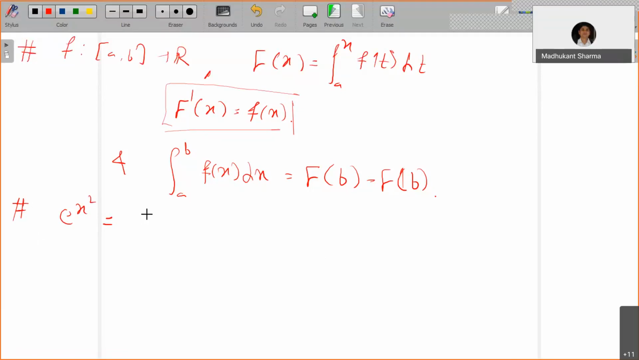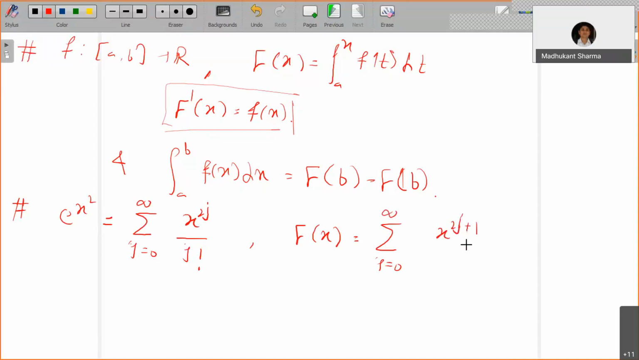If you write it as an infinite series, that is summation j equals 0 to infinity of x to the power 2j divided by j factorial. Now, if you wish to find the antiderivative, F of x is going to be summation j equals 0 to infinity of x to the power 2j plus 1 divided by (2j plus 1) times j factorial.